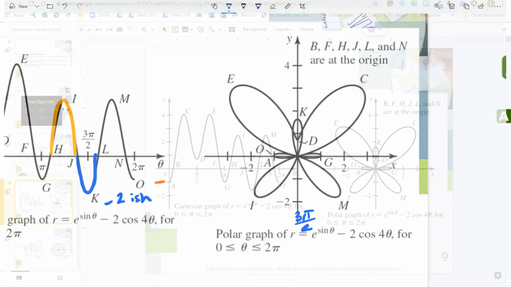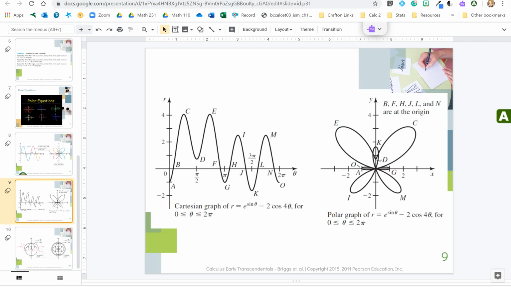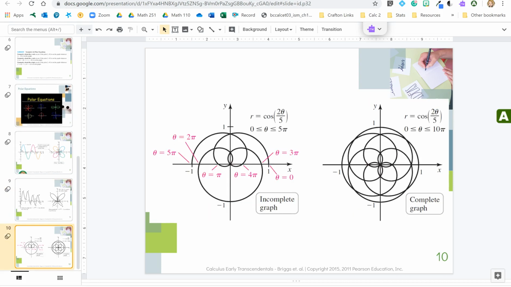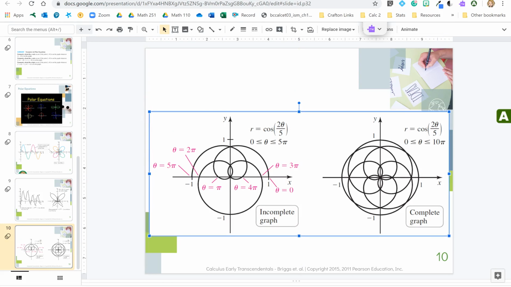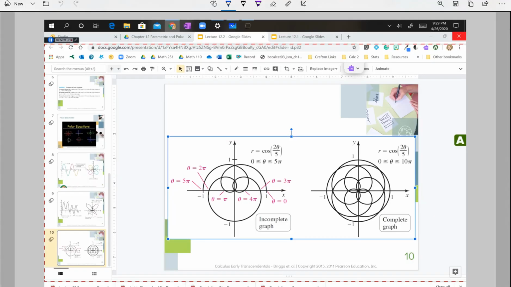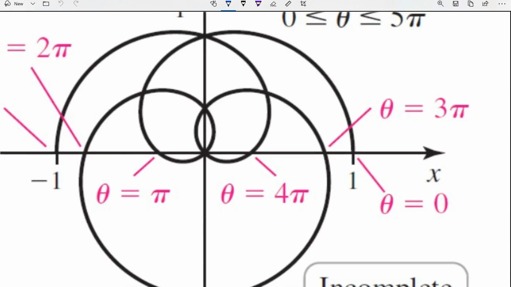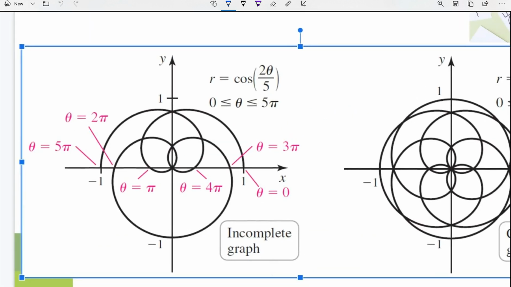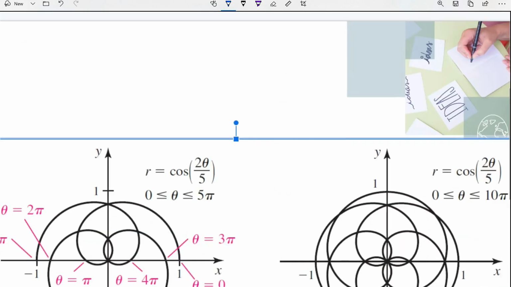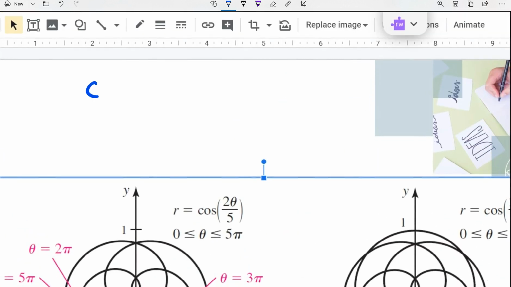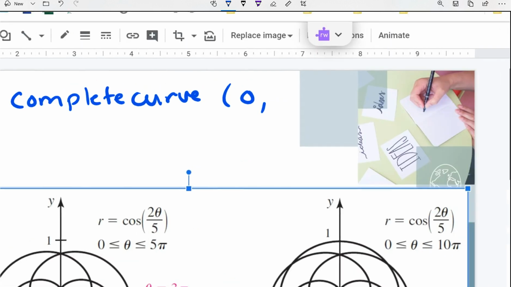Okay, and then the last one talks about how to know when we graph the entire graph. So if we're looking at this and we figure out our range is 0 to 5 pi, and we actually graph it, we don't get the entire graph. We get this partial spiral. When we graph the entire graph in its polar coordinates, we should end up back where we started. And so the book is making the argument that the complete curve goes from essentially 0 to p, where p is equal to f of 0.